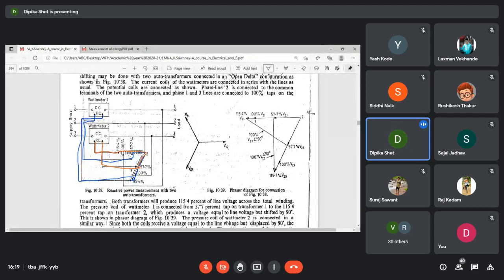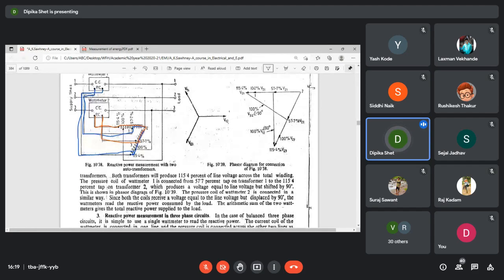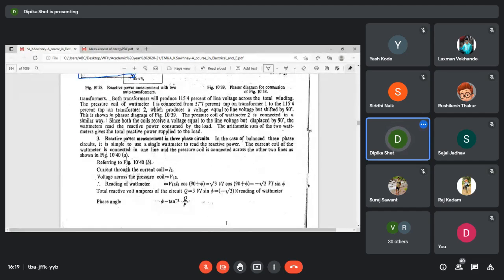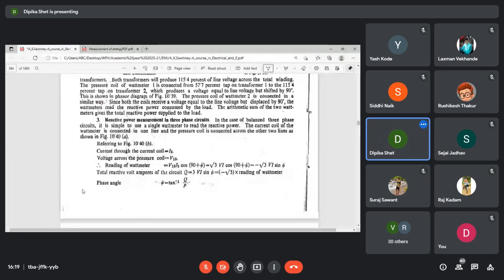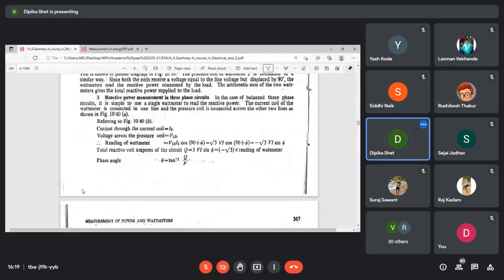Okay, means in laboratories, if a specially designed VAR meter is not available, then by using our single phase wattmeters and two single phase auto transformers, connecting them in this fashion, we are able to measure the value of this reactive power. In this case, both of these wattmeters read the reactive power, VI sin phi.